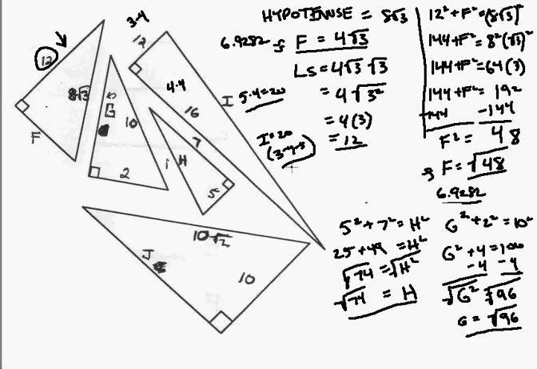All right. And finally, we're left with J. Okay, and J, the hypotenuse is 10 square root of 2, and one of the legs is 10. This tells me this is a 45, 45, 90. So I betcha, I know J is going to be 10 because of the 45, 45.